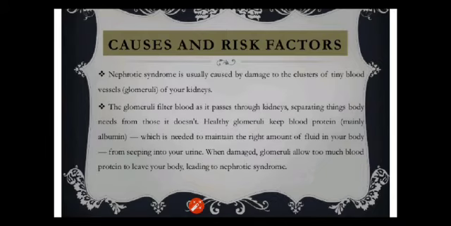It will catch the proteins and the blood components in the glomeruli. Healthy glomeruli keep blood proteins, mainly albumin, which is needed to maintain the right amount of fluid in our body, from seeping into urine. When damaged, glomeruli allow too much blood protein to leave your body, leading to nephrotic syndrome.